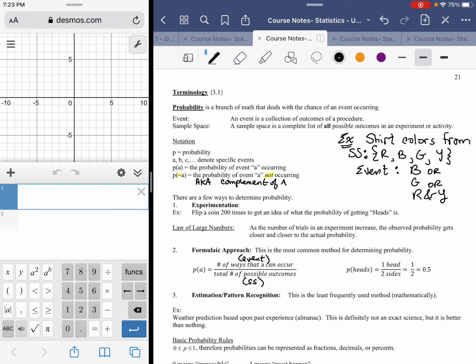The third approach is estimation, or pattern recognition. This is the least frequently used method mathematically, as in a math class.